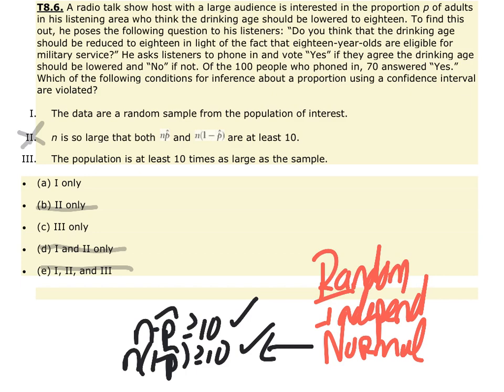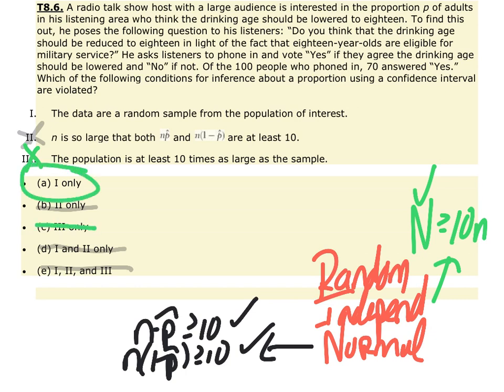Let's talk about independence in this case. For independence, remember the population is greater than or equal to 10 times the sample size. His sample was 100, so can we assume there's at least 1,000 listeners? Sure, that's not going to be a problem. So in this case, letter 3 actually does make it. It's not an issue, so we know by default the answer is A.